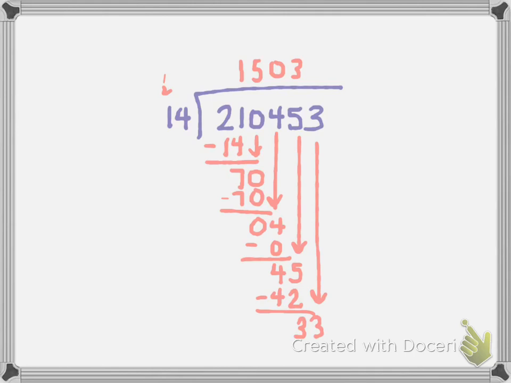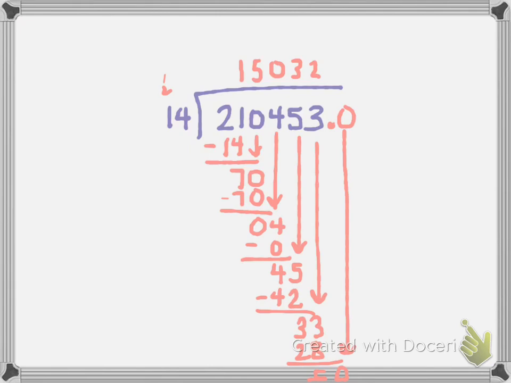14 goes into 33 2 times. 2 times 14 is 28. Subtract, and you get a 5. Ran out of room. And I don't have an answer yet, so I'm going to add a decimal and a 0, and I'm going to bring it down.